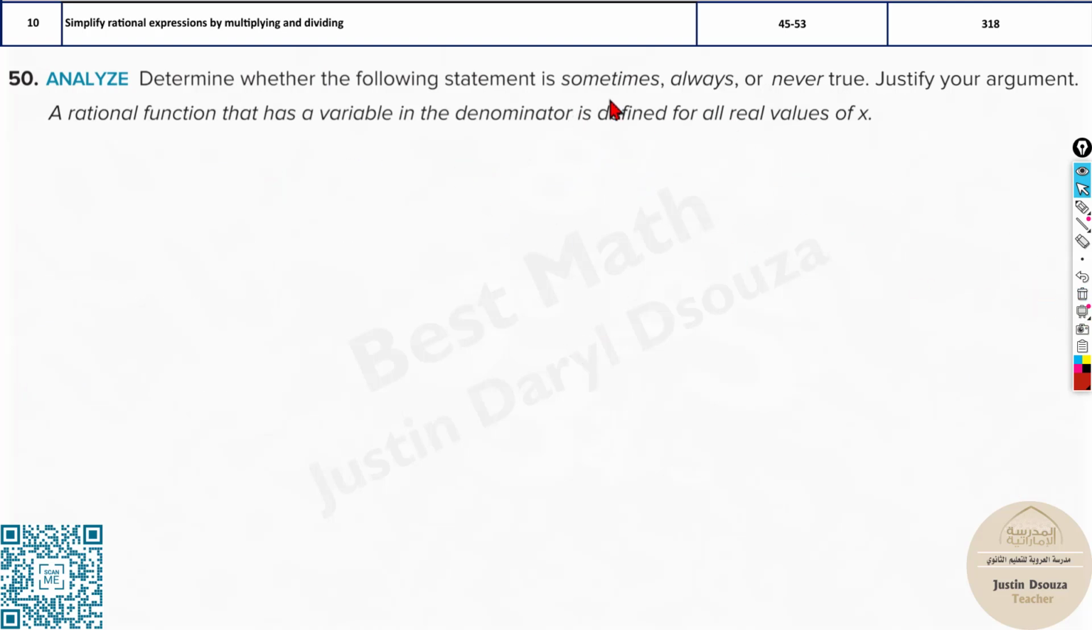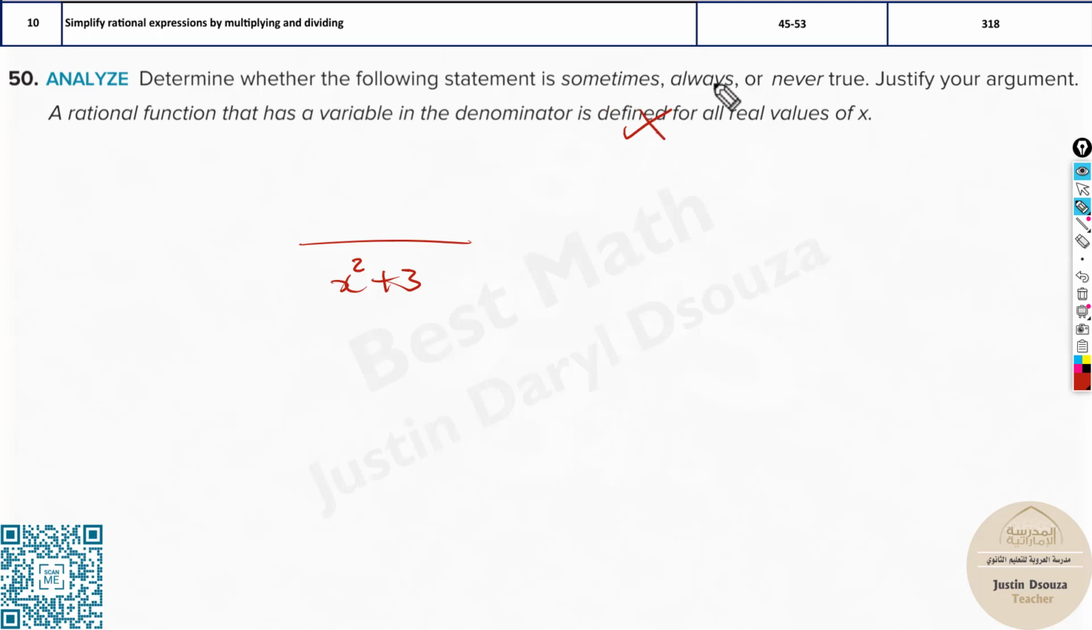Determine whether the following statement is sometimes, always, or never true. Justify your argument. A rational function, two polynomials, that has a variable in the denominator, is defined for all real values of x. No. Imagine x minus 3 in the denominator. This is not defined at plus 3, right? Or if it's x plus 3, it's not defined at minus 3, but if you square it, what happens? Even minus will be squared. So there are certain cases where it will be true. This thing can be defined at certain times, but many times it cannot be defined.